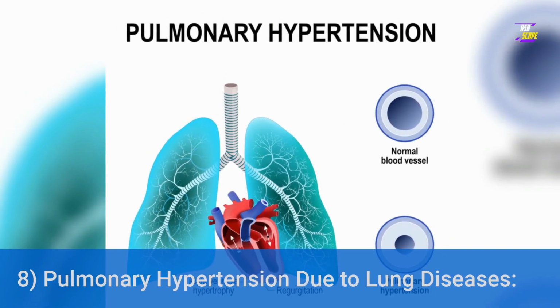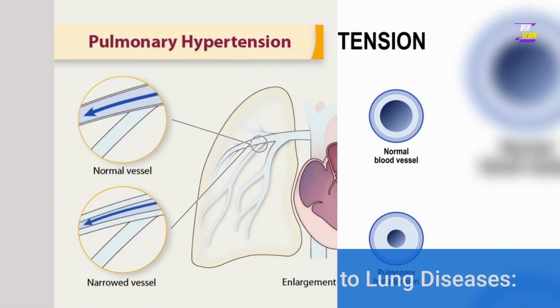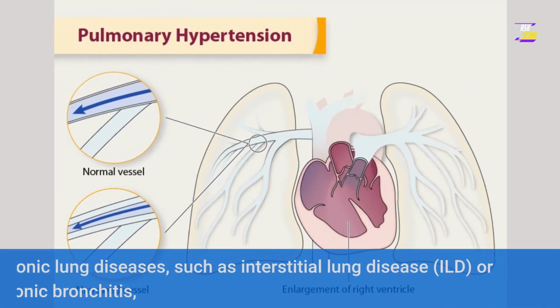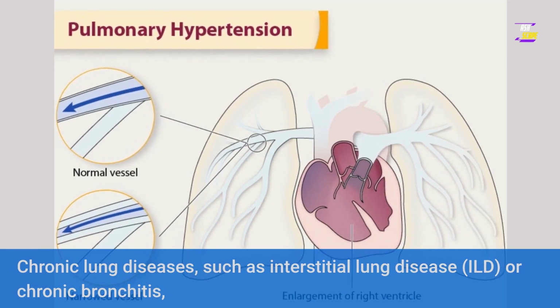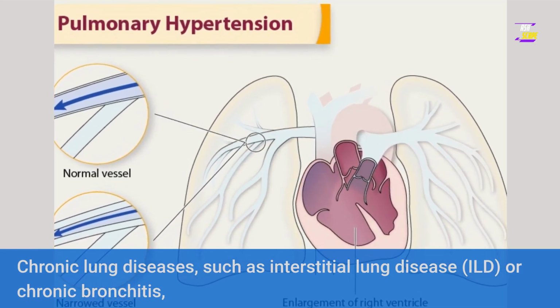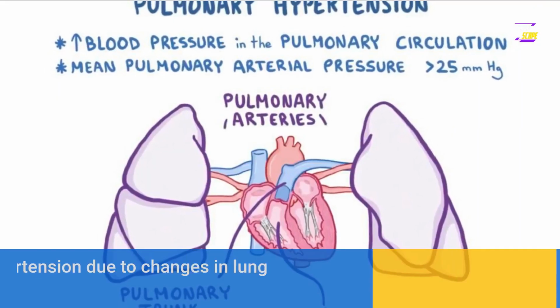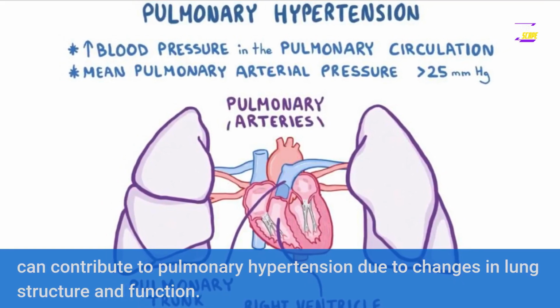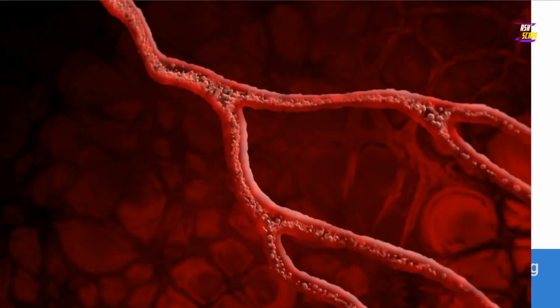8. Pulmonary hypertension due to lung diseases. Chronic lung diseases, such as interstitial lung disease, ILD, or chronic bronchitis, can contribute to pulmonary hypertension due to changes in lung structure and function.